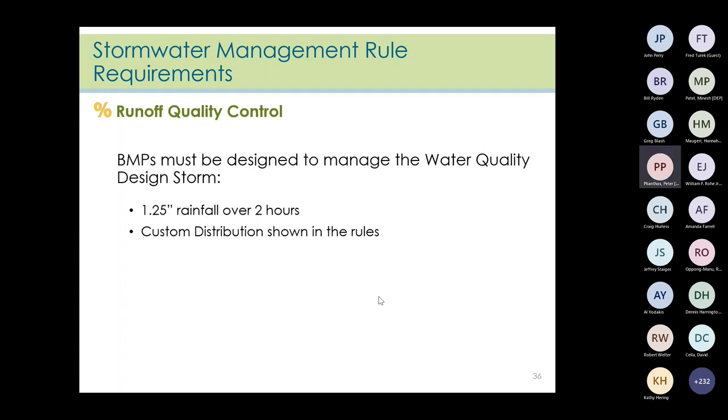In order to meet the 80% TSS removal requirement, stormwater runoff from the water quality design storm must be treated through the use of BMPs. The water quality design storm is a storm event with a custom rainfall intensity distribution that results in a total rainfall depth of 1.25 inches in 2 hours. The custom distribution can be found in the Stormwater Management Rule, N.J.A.C. 7:8.